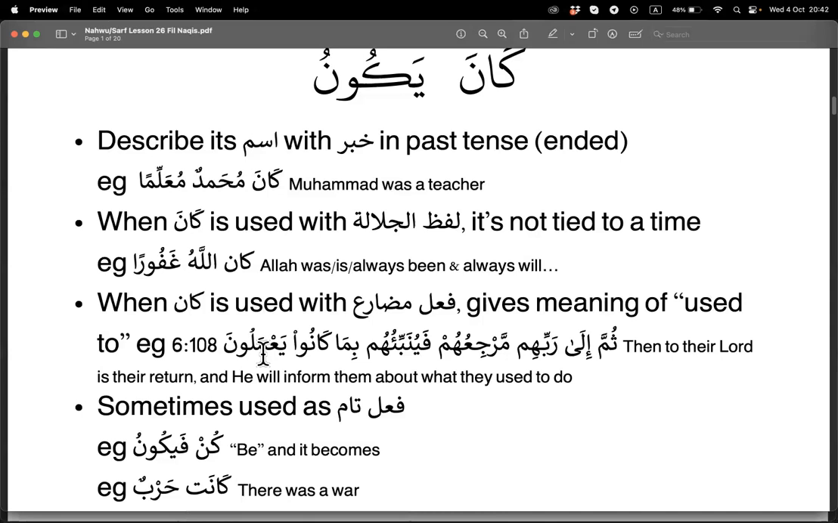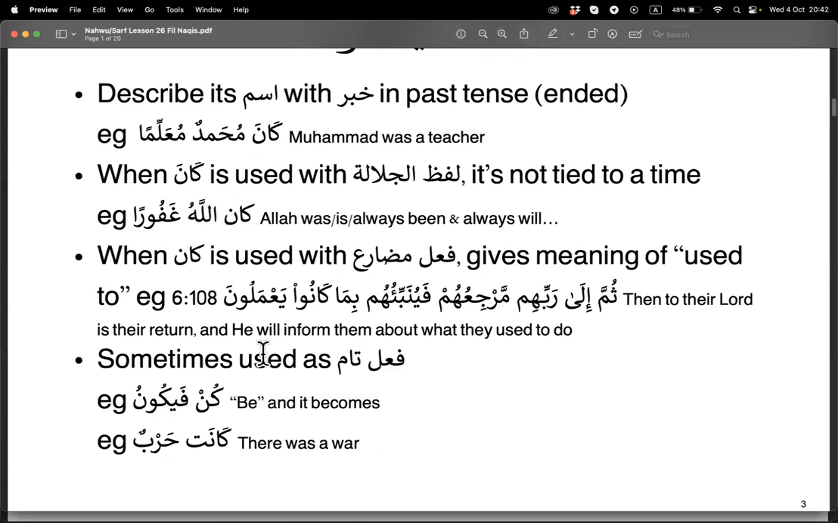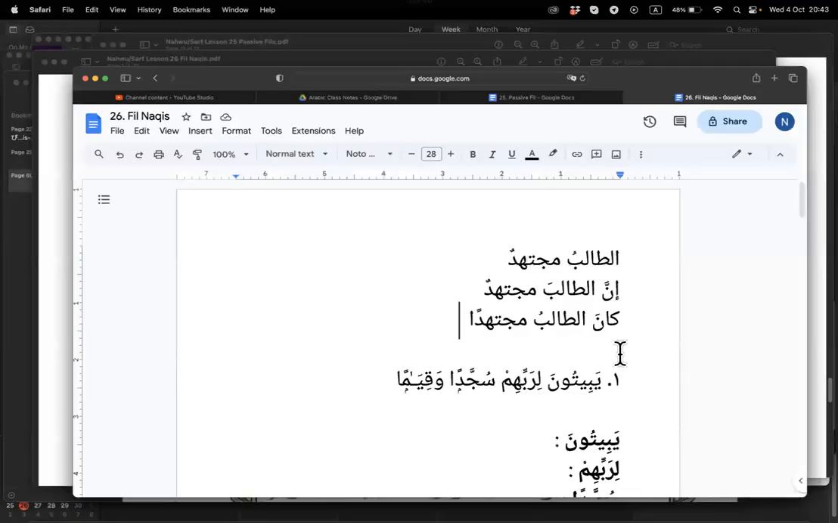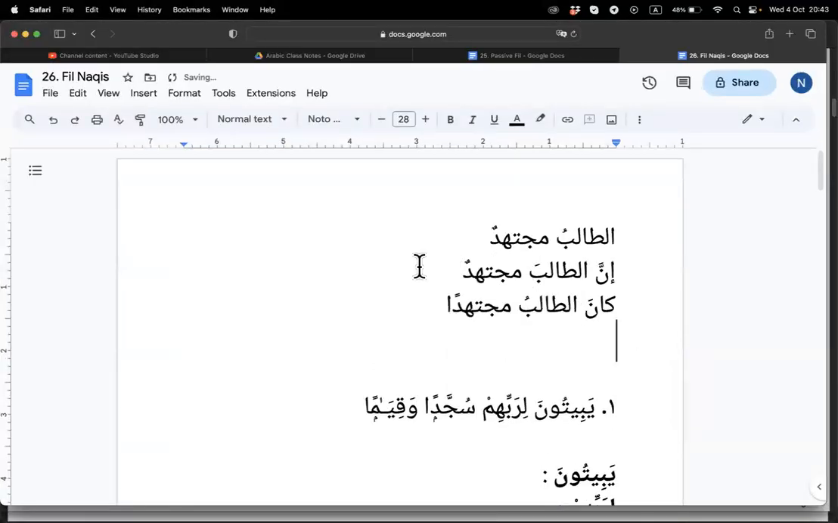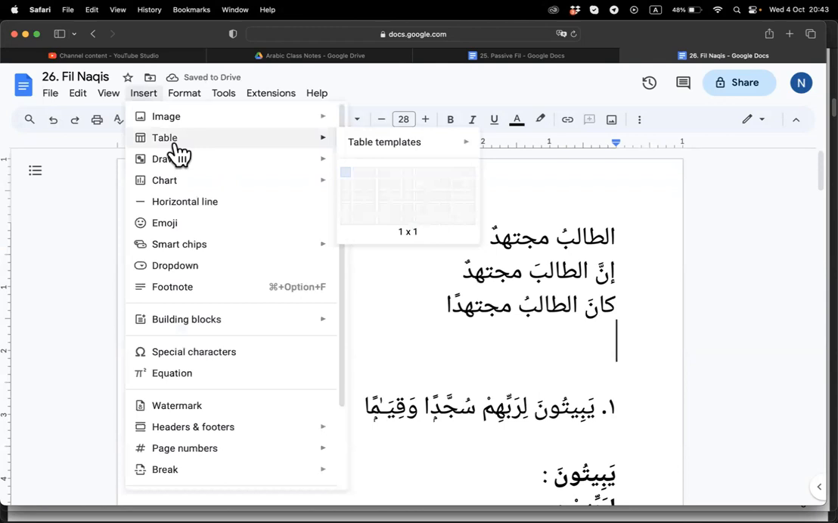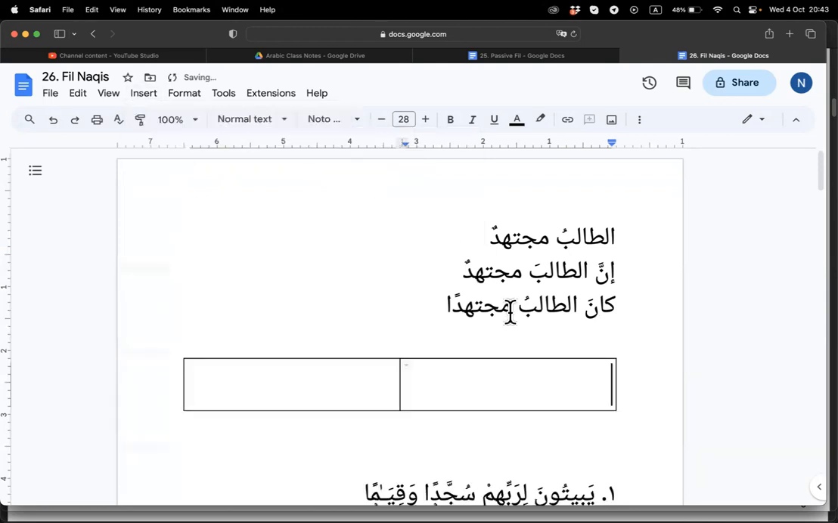Okay. So sometimes kana can be used as fi'il tam, meaning a complete fi'il, when there is no khabar of kana. Okay, I need to do this with you. Hold on. We need to do the sarf, basically the sarf kabir. So kana is our fi'il madi. So we can do the complete chart.